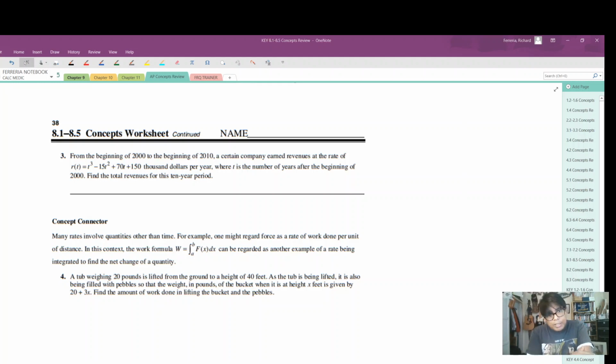So our first clue that tells me what to do is going to be the fact that the rate here is in thousands of dollars per year. So if I integrate in terms of years, that should give me a total number of thousands of dollars.